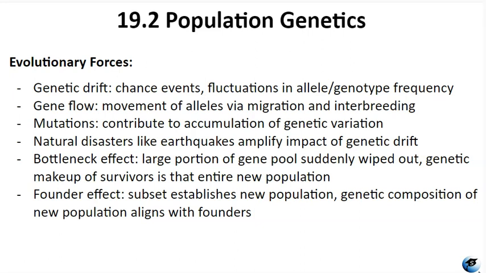Natural disasters amplify genetic drift's impact through the bottleneck effect, wiping out a portion of the gene pool. The surviving genetic makeup defines the entire population, causing differences from pre-disaster populations. The founder effect occurs when a subset establishes a new population, aligning the genetic composition with the founding individuals.